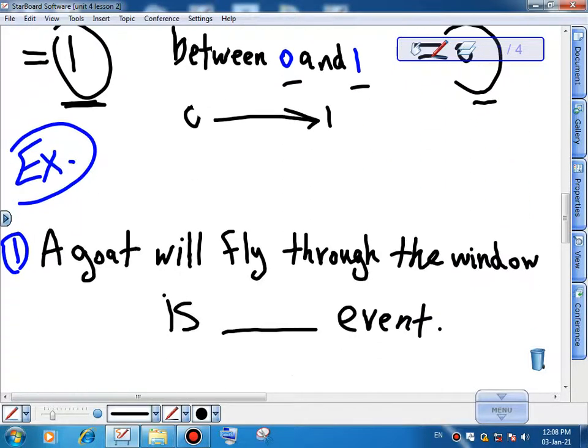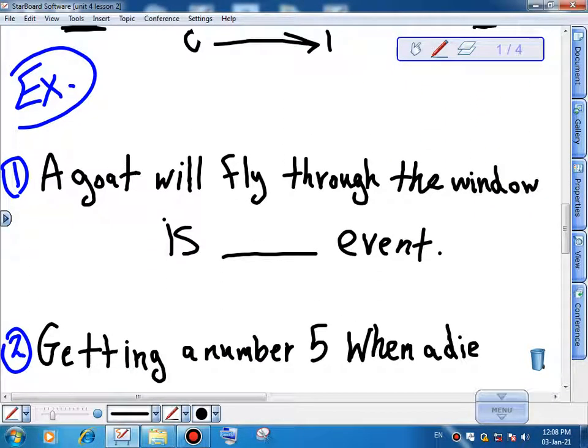Okay, if I say that a goat will fly through the window, is it possible or impossible or certain event? Goat will fly. It's impossible. It will never happen. So it will be impossible event.